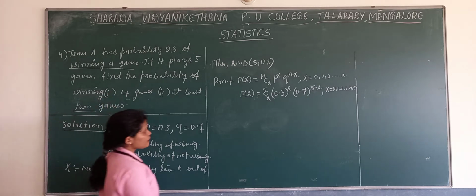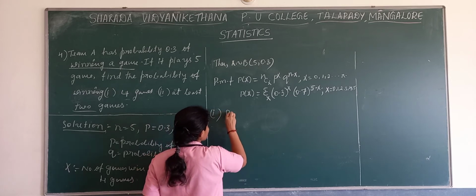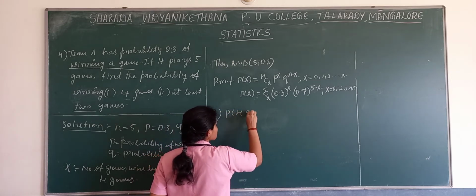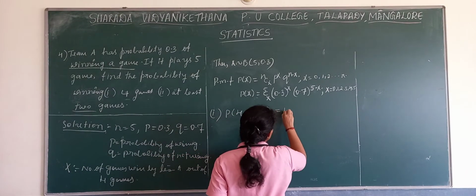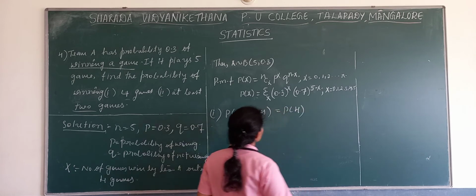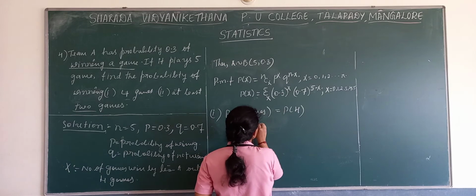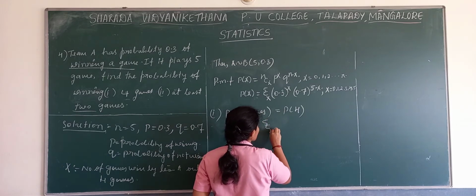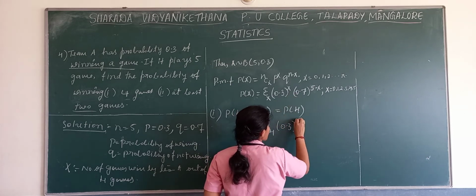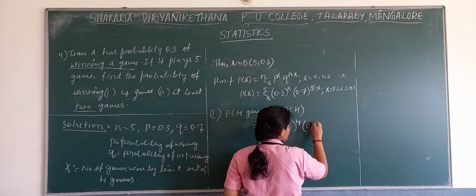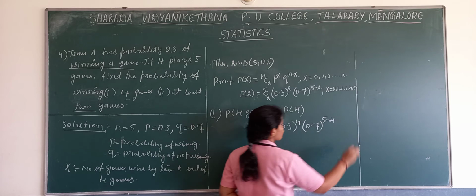Now move to the first question: 4 games. Directly we can take the first question as probability of 4 games. So here P of 4. Now substitute into this equation. So here 5C4 into 0.3 to the power X, X is 4, and 0.7 to the power 5 minus X. X is 4 here, so 5 minus 4.